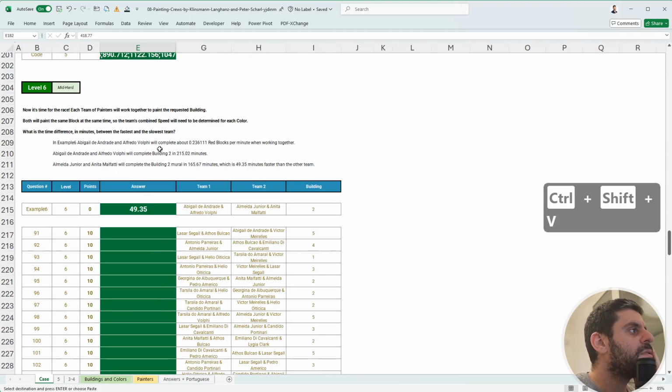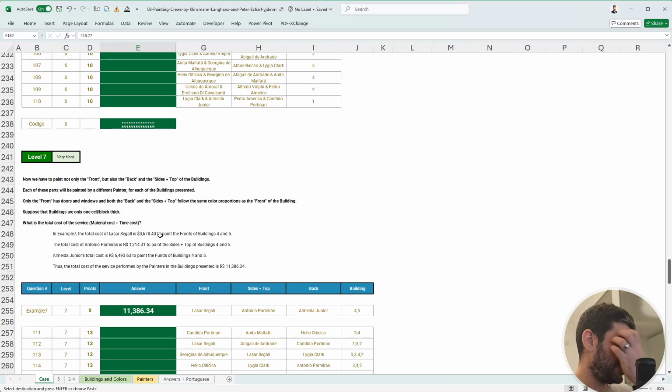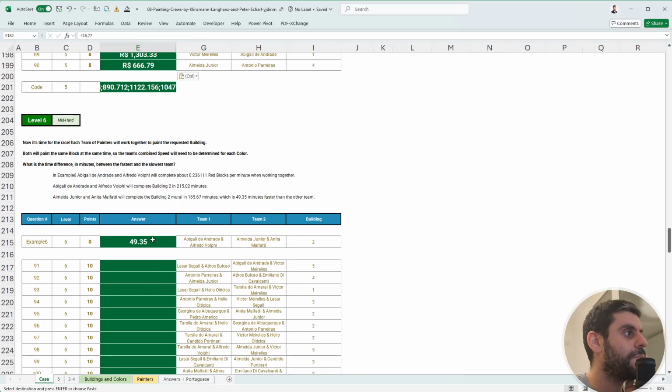Start of the race. Each team of painters will work together to paint the requested building, both painting the same block at the same time. So the team's combined speed will need to be determined for each color. Then the difference in minutes between the fastest and the slowest team. We complete about 0.236111 red blocks per minute when working together.